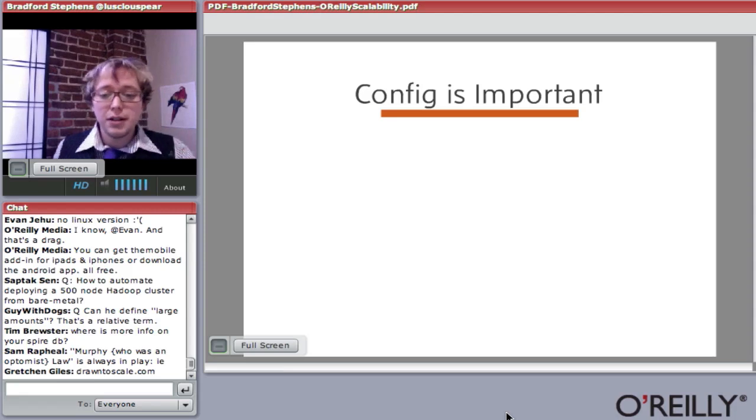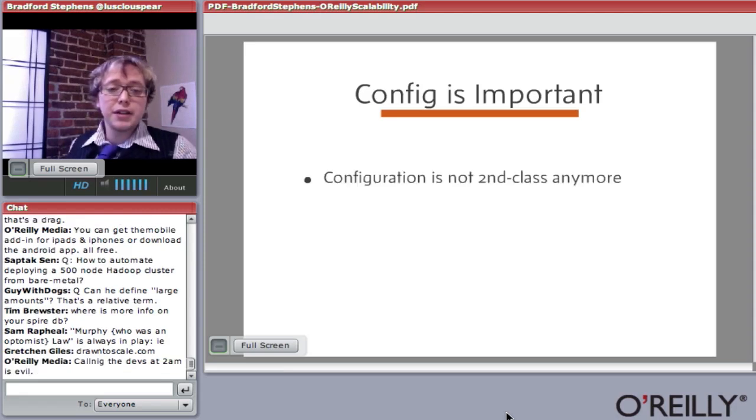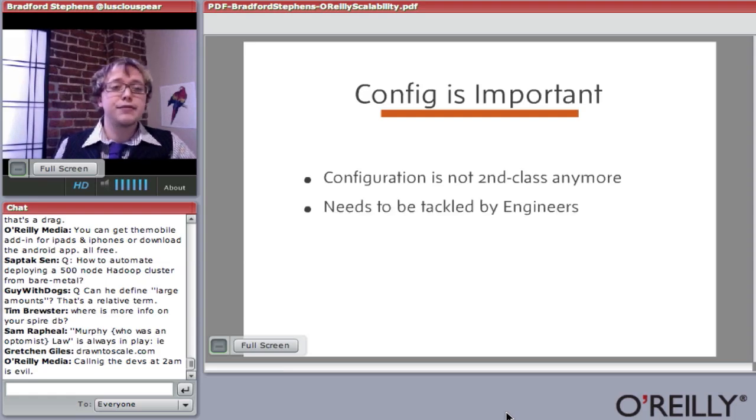Another really important thing when it comes to preventing those 2 a.m. phone calls is understanding that configuration is incredibly important in these systems. It's not a second-class citizen anymore. I've run sites that get millions of hits with nothing more than apt-get install MySQL, install your LAMP stack. I never even had to configure anything.